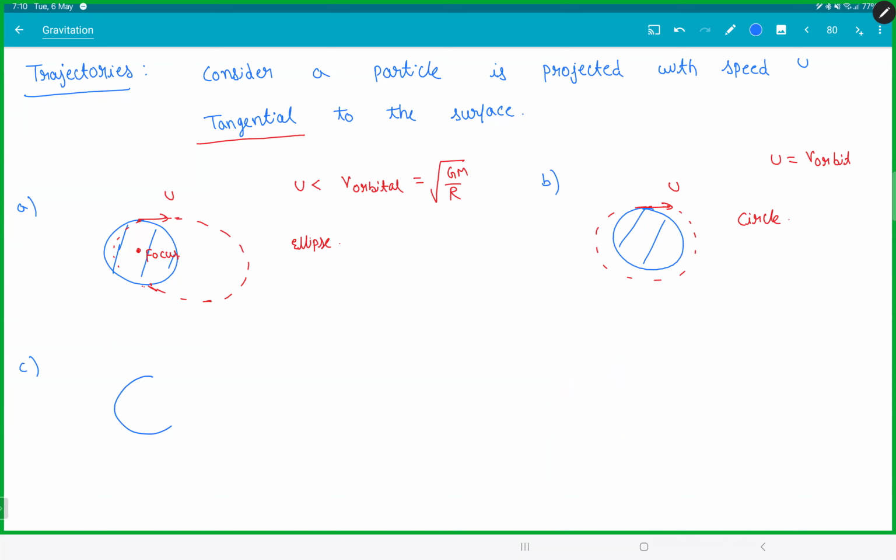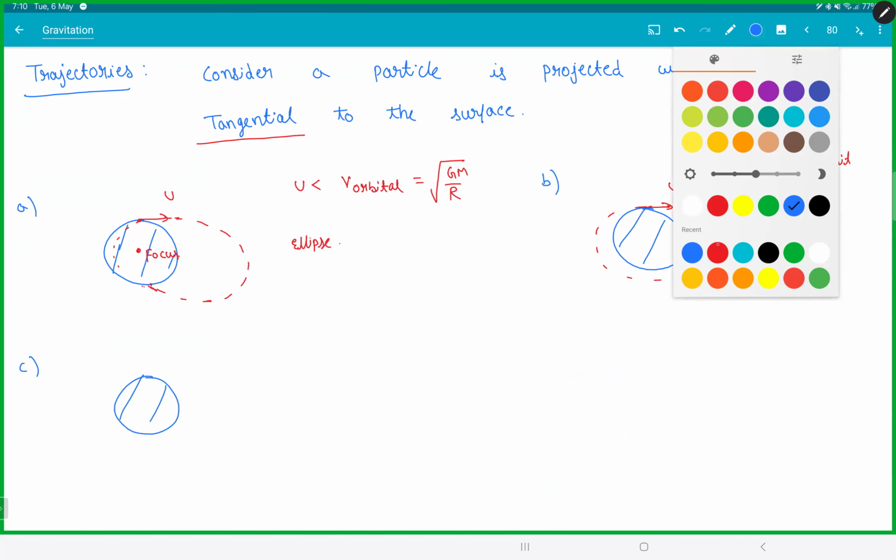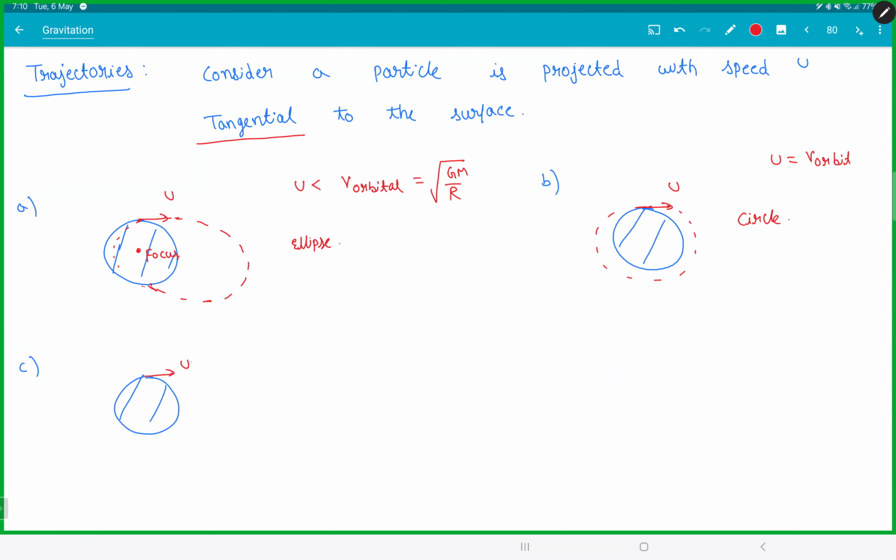The third case, let's say again you projected it tangentially with u, but this time the u is between v orbit and v escape velocity, greater than v orbit. Then you will go in an ellipse, but this time it will be a big ellipse, something like this. So you'll get an ellipse two times: when your velocity is less than v orbit, or between v orbit and v escape velocity.